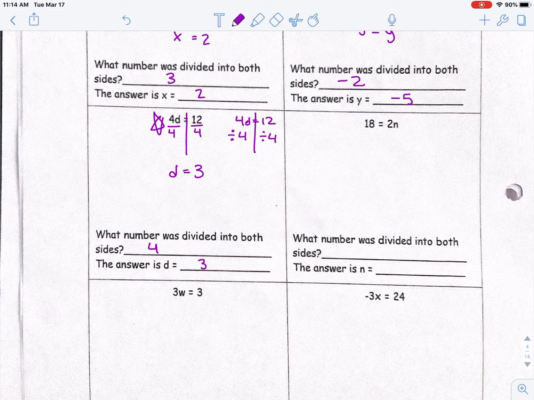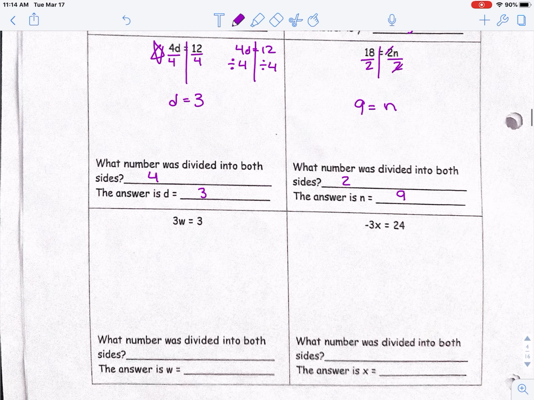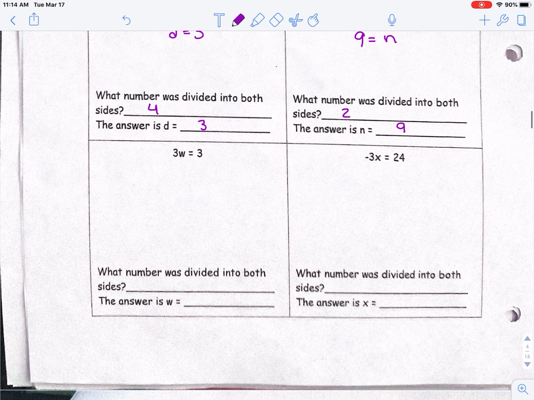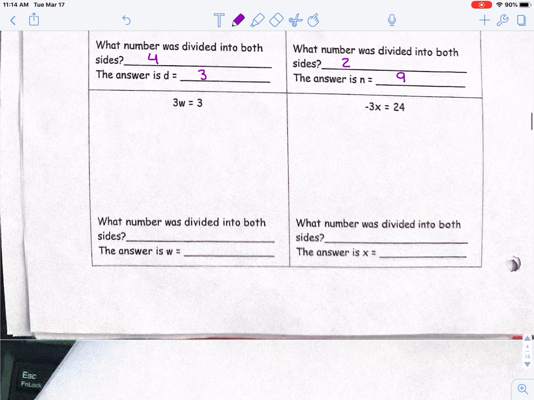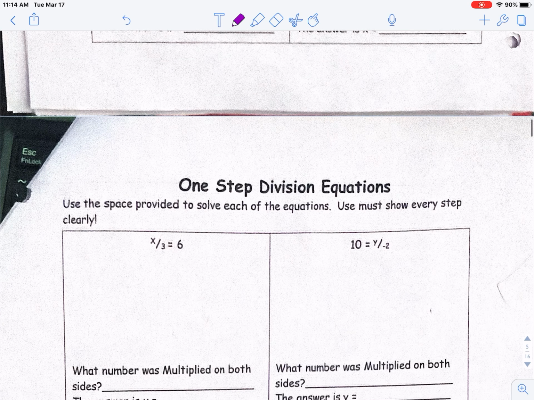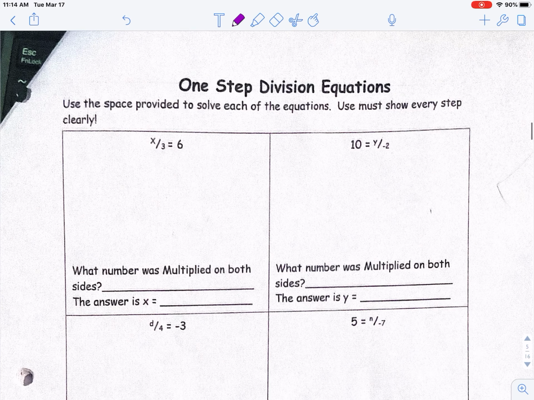All right, one more example here together. We have 18 is equal to 2 times n, so we're going to divide by 2, divide by 2. 18 divided by 2 is 9, and 2n divided by 2, remember those 2's are just going to cancel, and we're left with our n. So I'm going to suggest that you do these next two on your own, and then check your answers with your key. And I will also do the first 4 here on our one-step division equations.